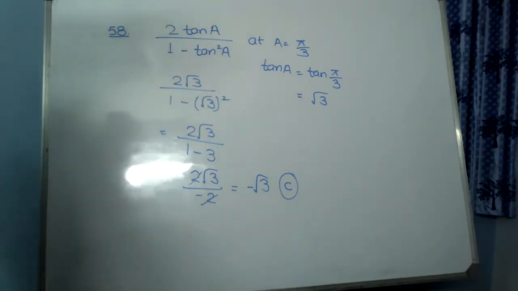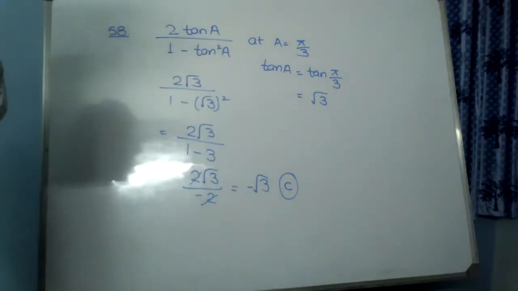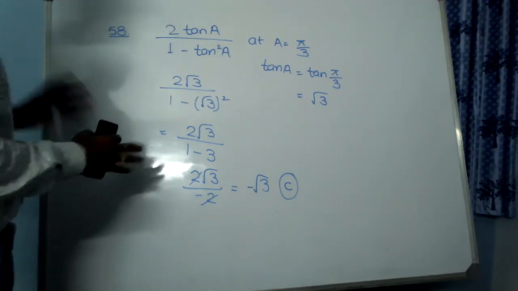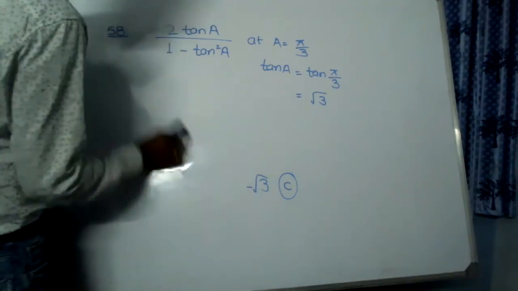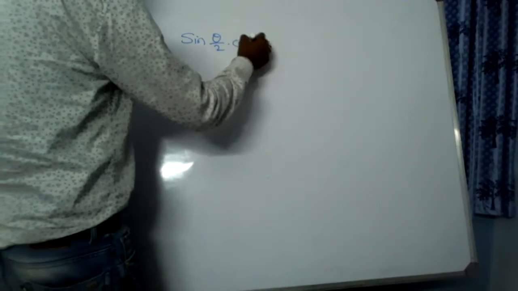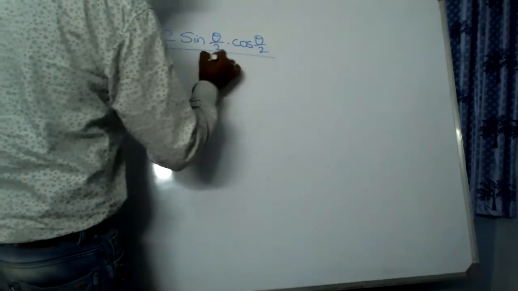Question number 59, sine theta by 2, cos theta by 2. Okay, that's going to be 1 by 2 sine theta. Is such an option there? Yeah, option B. I think it should give us option B, but anyway, we'll solve and see. So question number 59 says, sine theta by 2 into cos theta by 2 equal to what? To solve it, what I will do is I'll multiply by 2 and divide by 2.